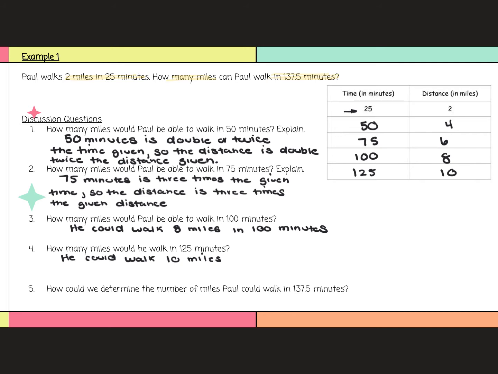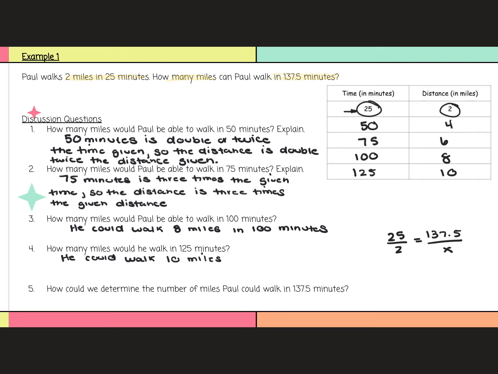Now we're taking a look at how we could determine the number of miles Paul could walk in 137.5 minutes. Here's where the proportion comes in. We know originally that he walked 2 miles in 25 minutes, so we can use that proportion. I'm going to draw this over in this area. I know in 25 minutes, he can walk 2 miles. Now I want to know in 137.5 minutes how many miles he could walk.